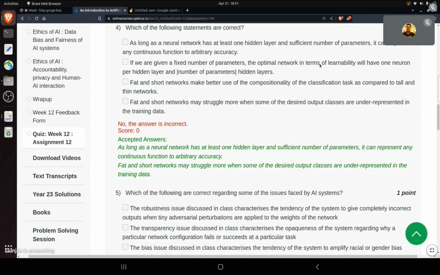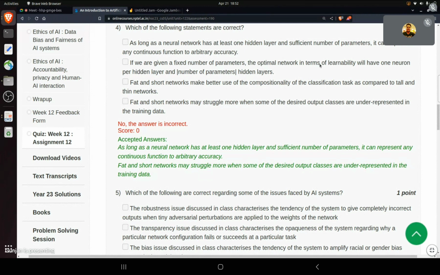Fat and short networks make better use of compositionality of the classification task as compared to tall and thin networks. That's not true. That concept was not discussed. The compositional thing is present only in tall and deep networks.